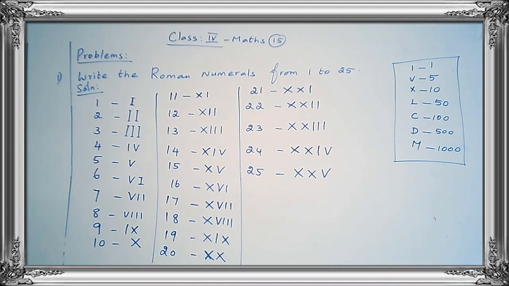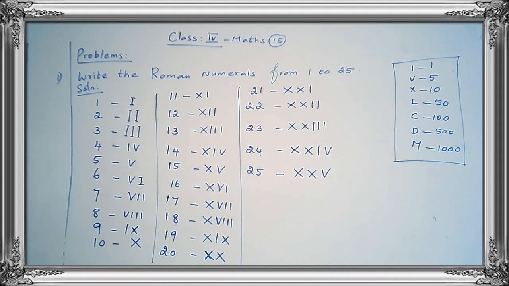12 means XII. That means 10 plus 2. Here 10 stands for X and II stands for 2. So that's why 12 means XII. Next 13. So 13 means X with 3 times I. Next 14.